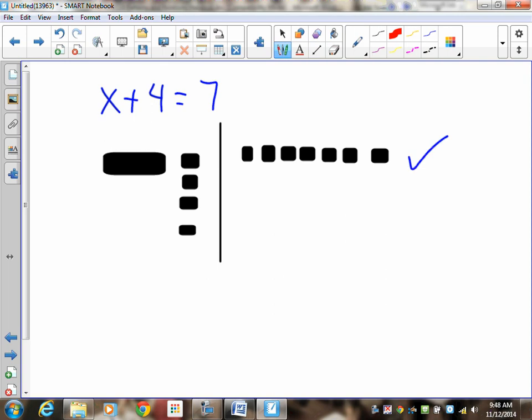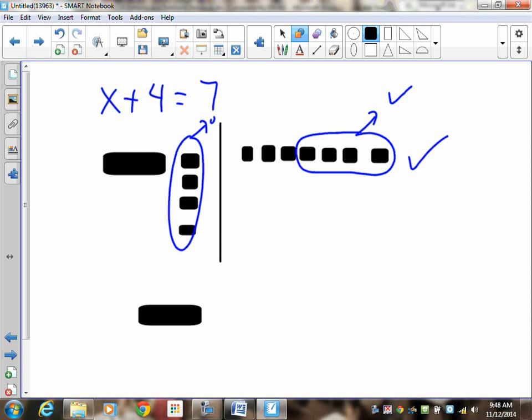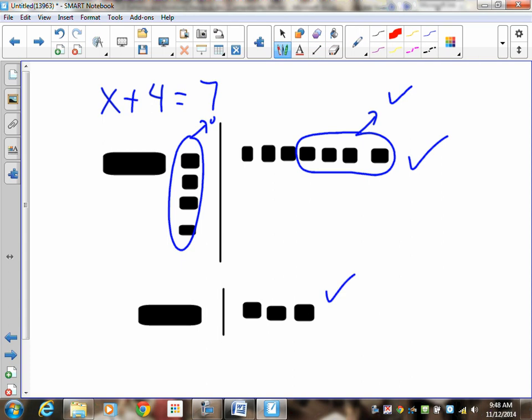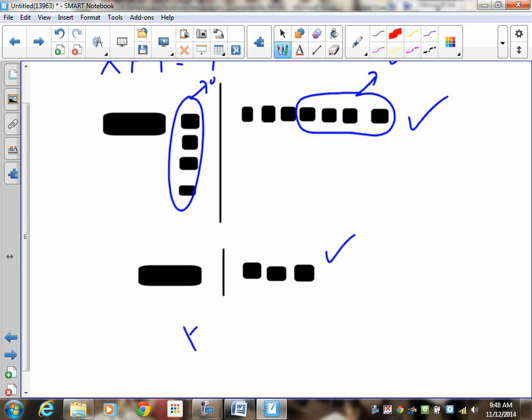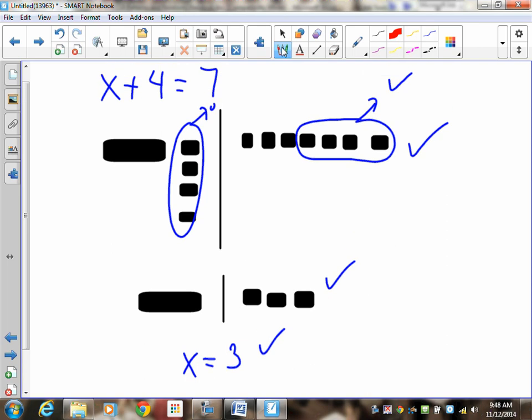Now take 4 from each side, there we go, and 4 from this side, did that, check. Now draw what's left over, there's X, and you have 1, 2, 3, and you have your equal sign. If you redrew it, check, and of course telling me that X is equal to 3 also. So there's your solution for X plus 4 is equal to 7.